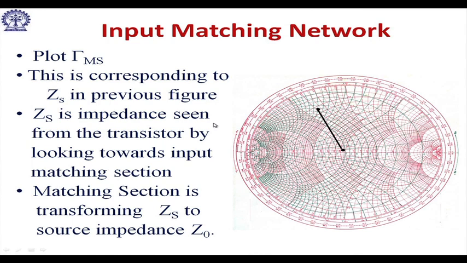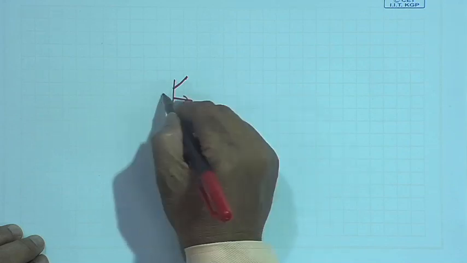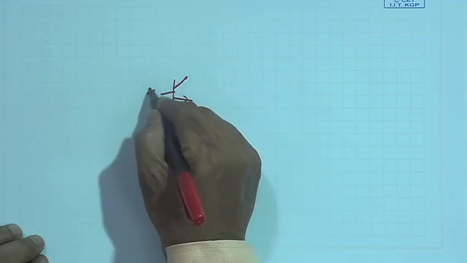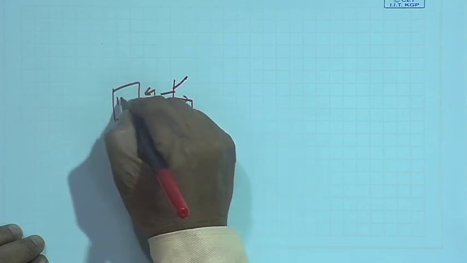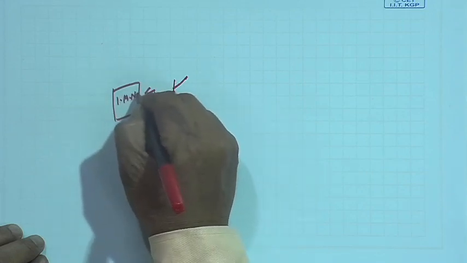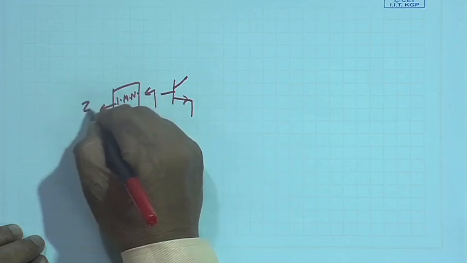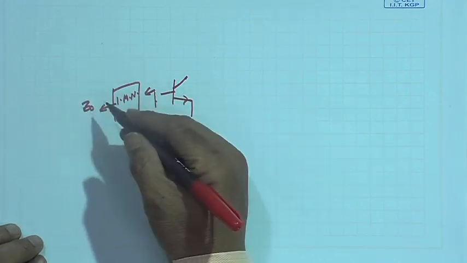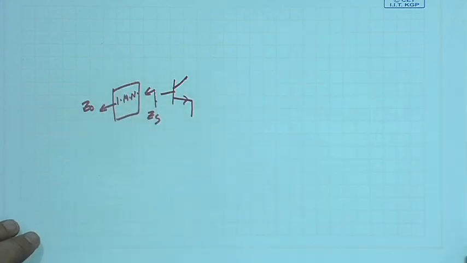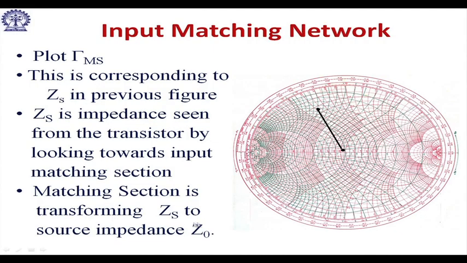That means, actually if I have this transistor here, from here I am looking at ZS, I need the input matching network to transform this to Z naught. So, my job is from ZS I will have to go to Z naught, which is the center of the Smith chart. So, the matching section is transforming ZS to the source impedance Z naught. How do we do it?